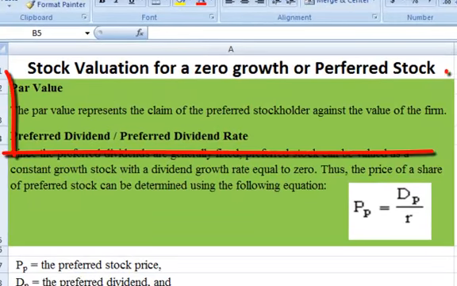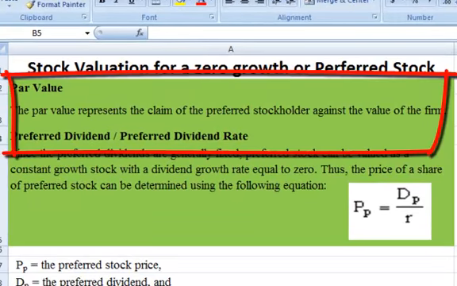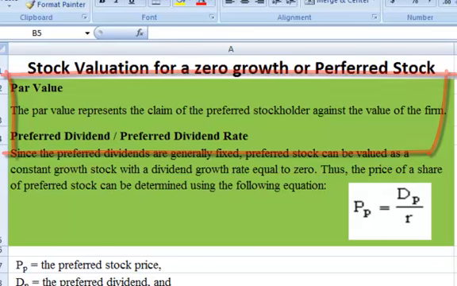Now, the par value represents the claim of the preferred stockholder against the value of the firm. This is the stock price. Now, with bonds, it was the initial $1,000 issue price or the $1,000 maturity value, which is also referred to as par or face value.